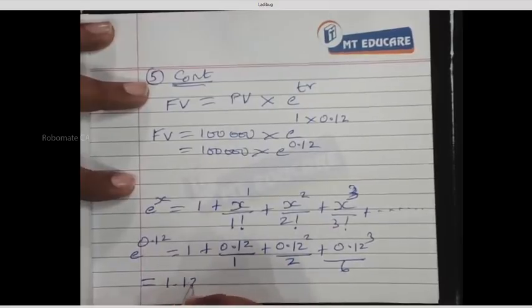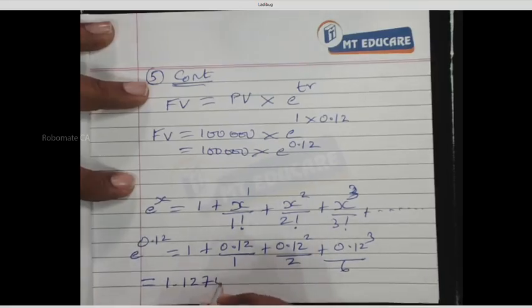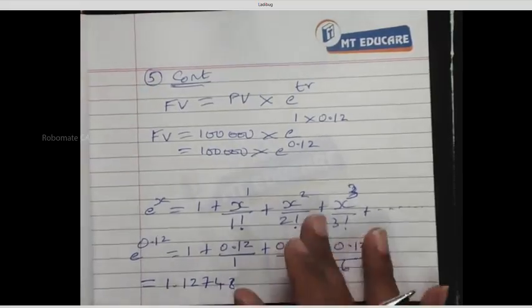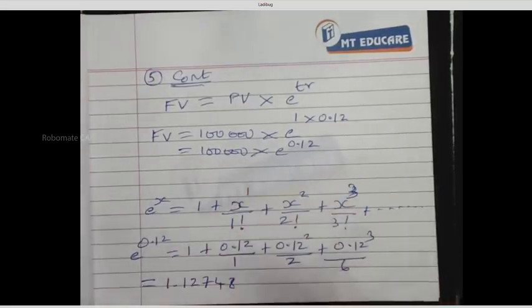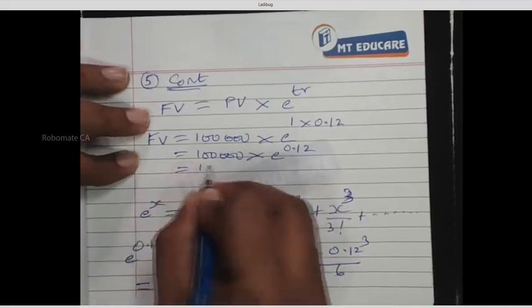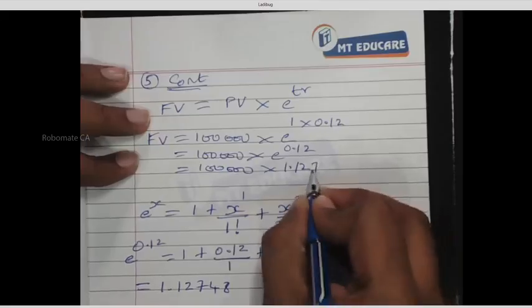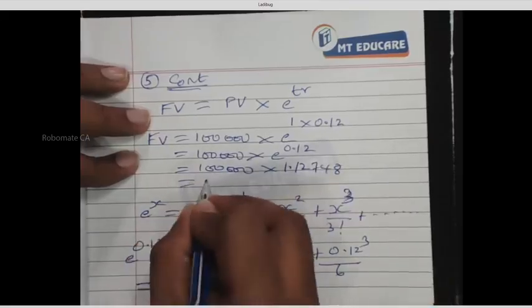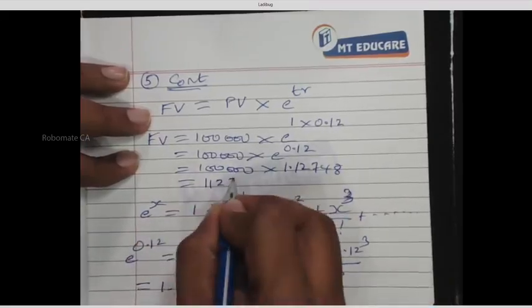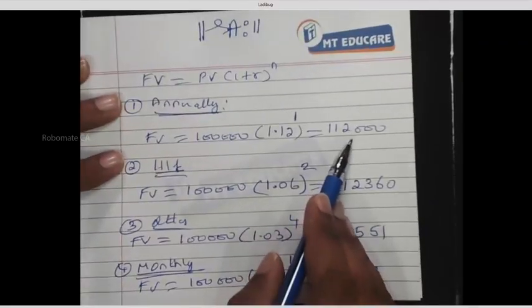1.12. 1.127, 5 or 4? Okay, let's check the number: 1.12748. 1.12748 is the compounding factor. Now come to the future value. It is 1 lakh into 1.12748, which is equal to 1,12,748.